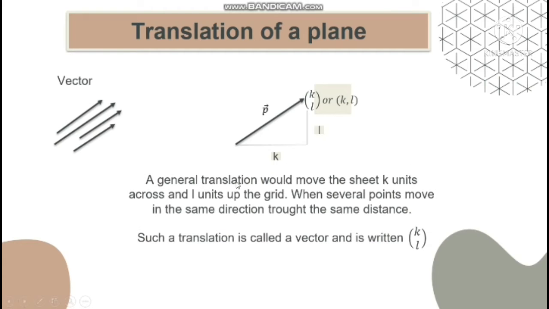A general translation would move the sheet K units across and L units up the grid. When several points move in the same direction through the same distance, such a translation is called a vector and is written KL.